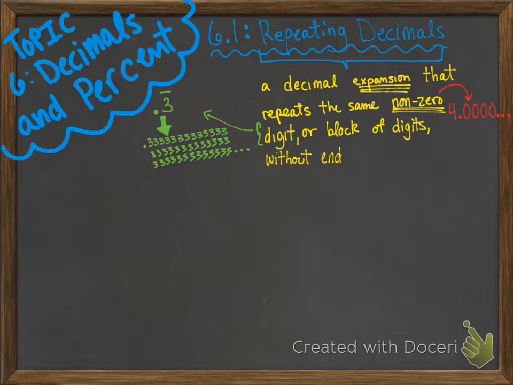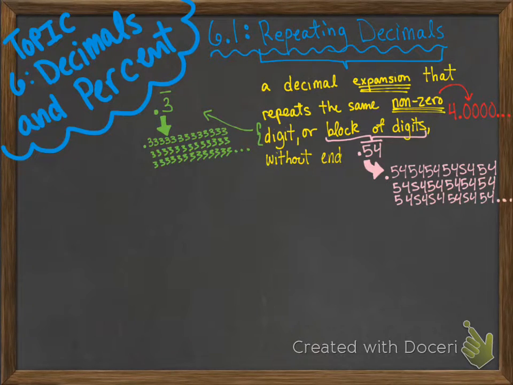So I'm going to show you a 2 block, so 0.54 repeating. And the bar, notice, is not just over a single digit like it was in 0.3. It's over the 5 and the 4. So what does this mean? It means it repeats the numbers 5, 4. So not just the 4, not just the 5, but 5, 4, 5, 4, 5, 4, 5, 4. Goes on and on and on in this pattern forever.